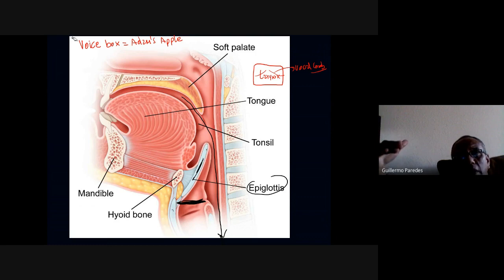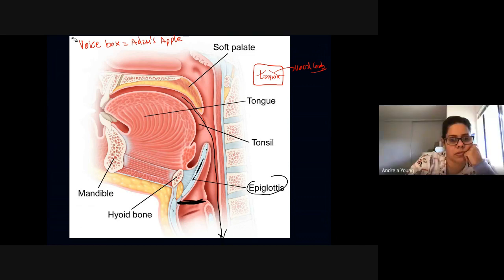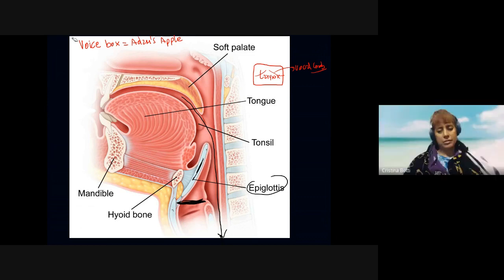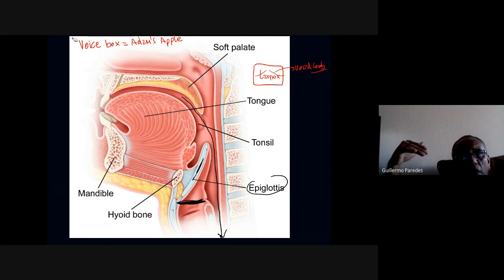Is the epiglottis on the top or below the larynx? On the top. Write down that, please. Epiglottis is on the top of the larynx.